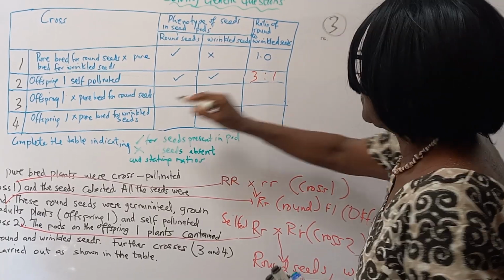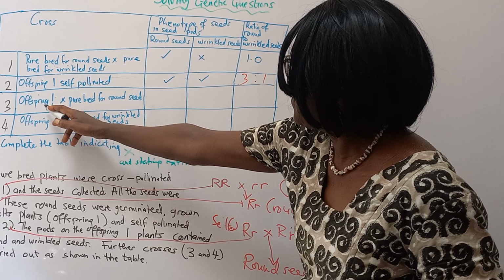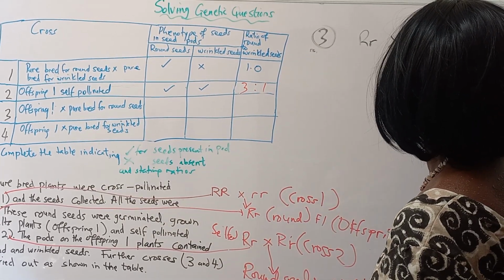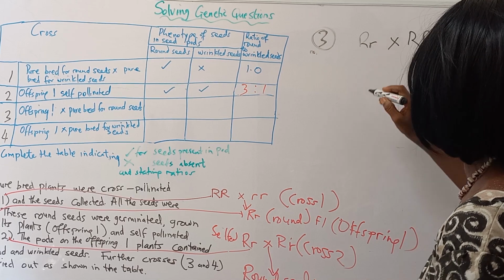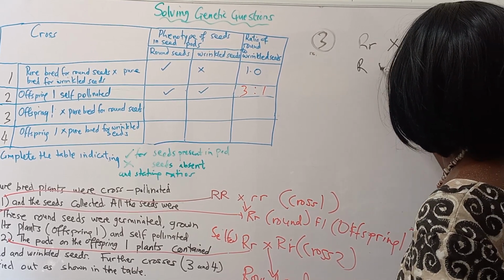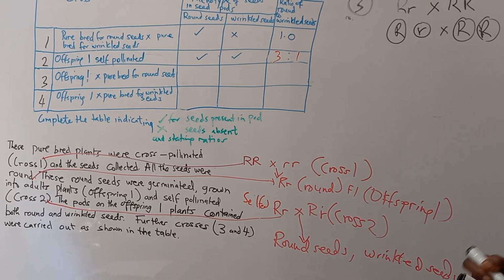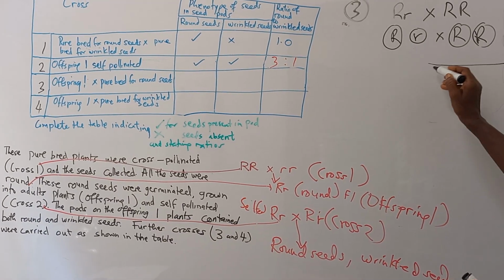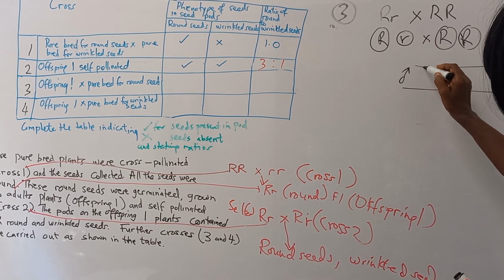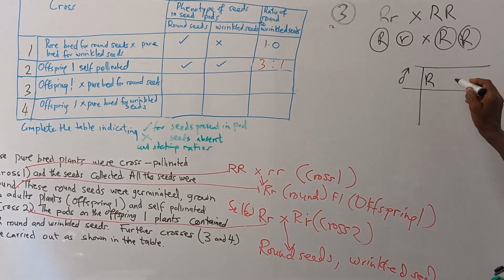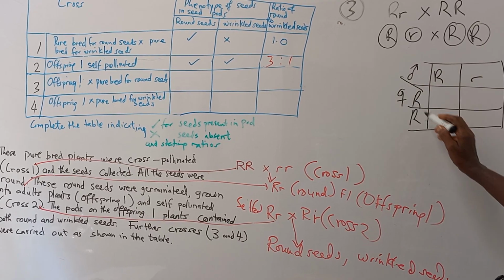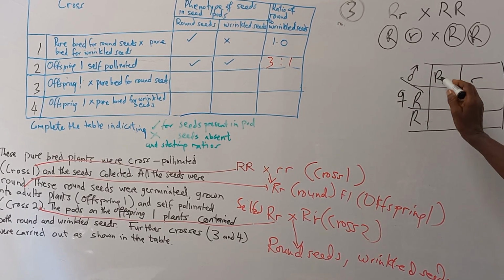Now we have cross 3. We have offspring round crossed with purebred round. So we have this offspring 1. This is the purebred round, and gametes will be this. Using the Punnett square to cross the gametes, we have the male gametes here. We are choosing this as a male. We have big R, small r here. We put our female gametes here. Fertilization takes place, this and this will unite.